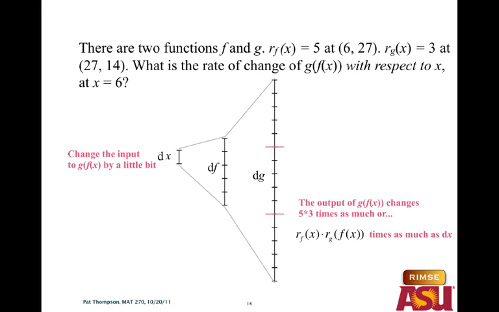So to get the m value, the rate, this was our 5, and then this was 3, but 3 times as much as, here's the key, 3 times as much as how much f changes, right? So this is m, the rate of change of g of f of x with respect to x.